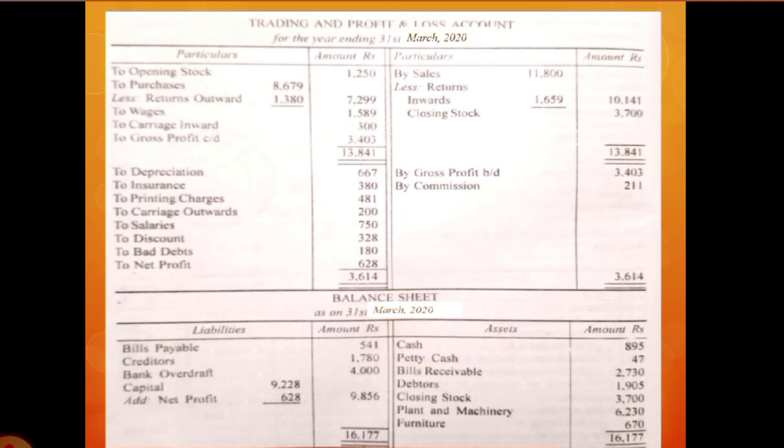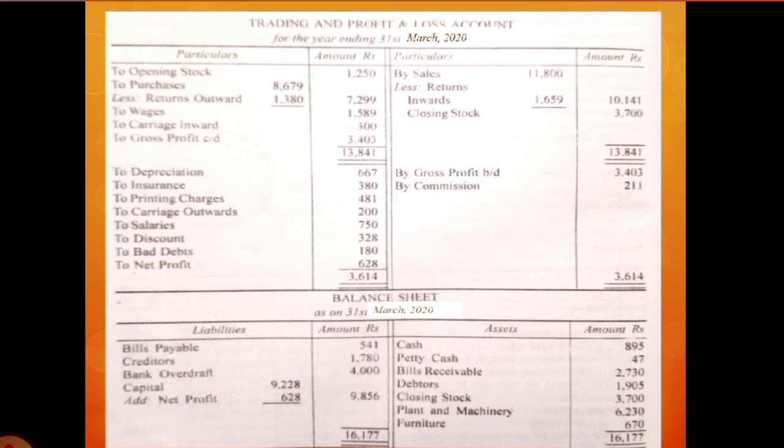Here the items of indirect expenses are depreciation 667, insurance 380, printing charges 481, carriage outwards 200, salaries 750, discount 328, bad debts 180. Right? So we are done with the debit side items of the profit and loss account. There is also one indirect income, that is commission, and that will be shown on the credit side of the profit and loss account, by commission rupees 211.